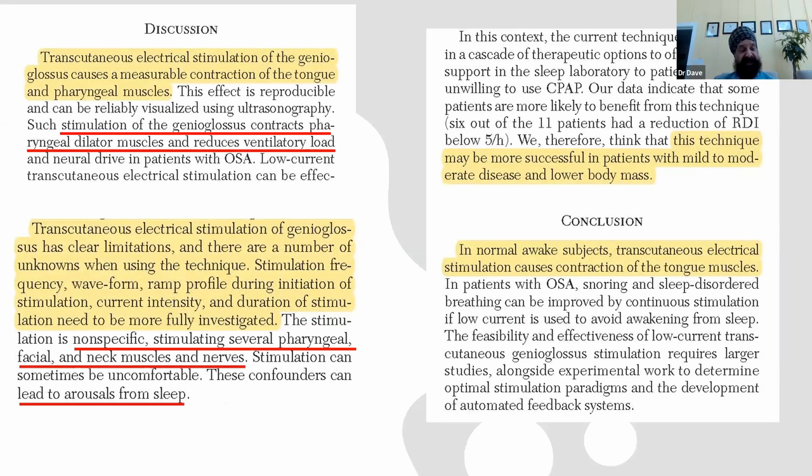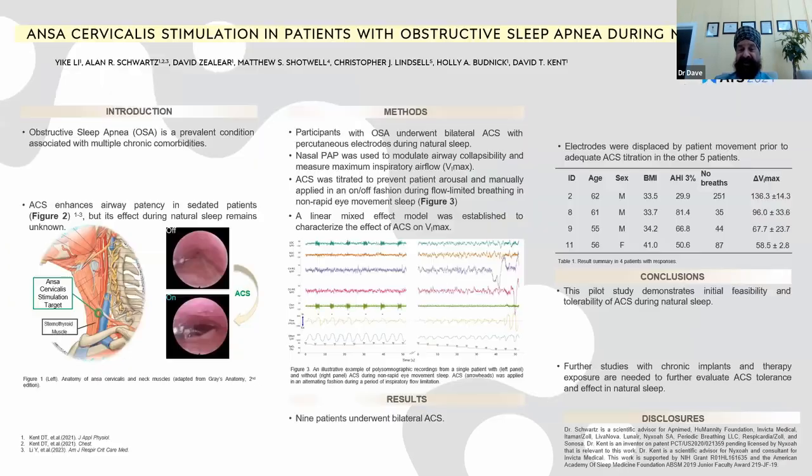Also, depending on the threshold of stimulation, you can get alpha wave intrusion, so that some patients start to wake up from sleep. However, in the study, they showed that the breathing was improved as long as you use continuous stimulation at a low current to avoid awakening during sleep.